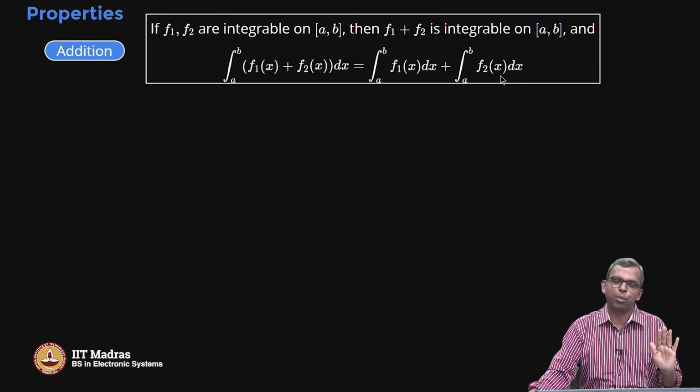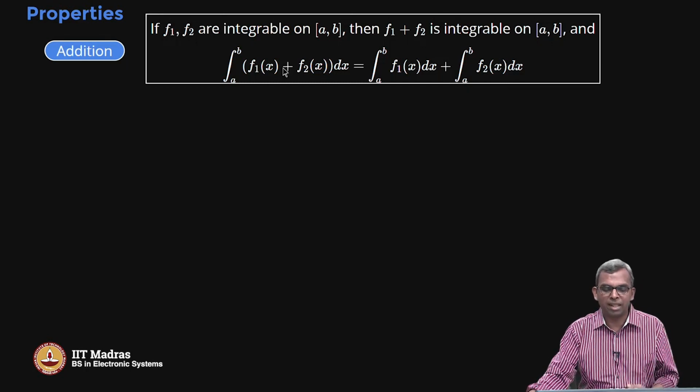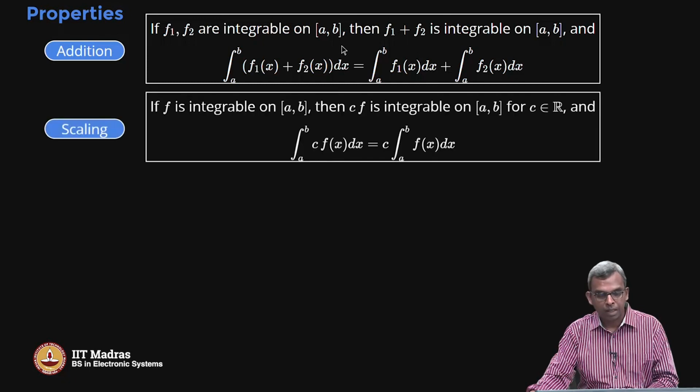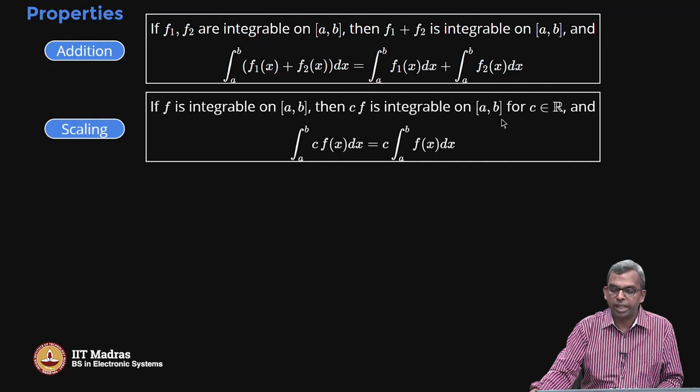This is an easy property to prove. You can just look at the limit here, and the Riemann sum will split, and the limit will split over addition, and you will get this very easily. So under addition, the definite integral is very, very well behaved. Under scaling also, the definite integral is well behaved.